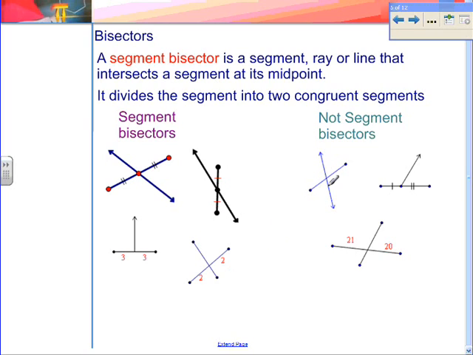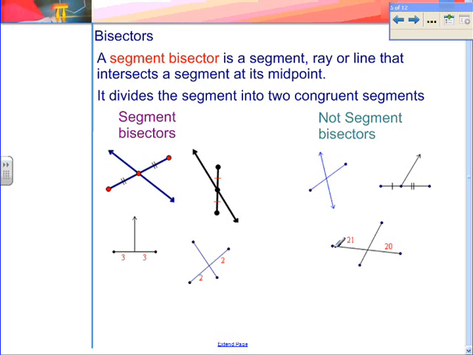Let's look at the non-examples. Here in the first picture, we don't have a segment bisector because we have no markings indicating that anything is congruent. Here we know for sure that it's not a segment bisector because this has one little tick mark, this has 2. They're different. That means that they're different lengths. They can't be congruent. So this ray is not a segment bisector.